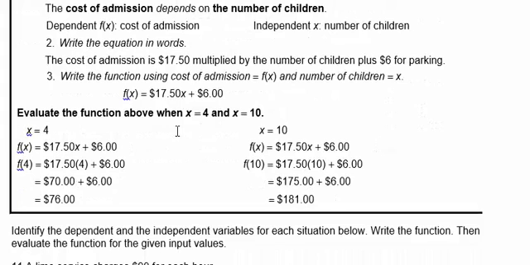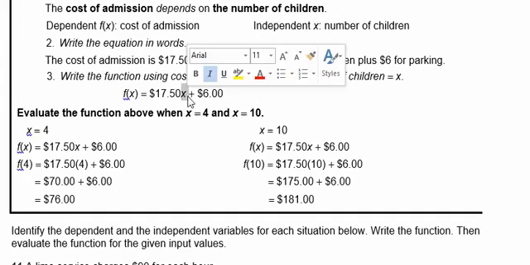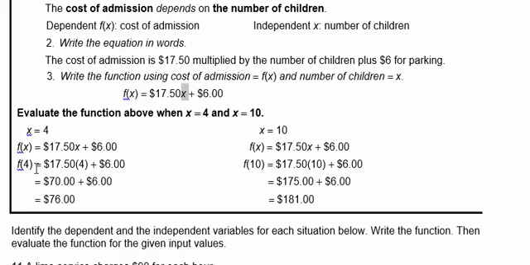And then when it says evaluate the function, that means just take 4 and put it right here. So you'd have $17.50 times 4. Right here they do that. And then they have to add that parking cost. So here's how you evaluate that. And then you do it again, a separate problem for when you have 10 kids going.